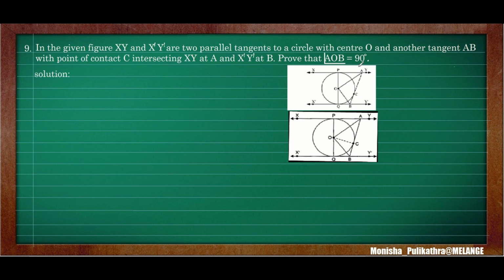So this AOB triangle has 90 degrees. We need to prove that this AOB triangle is 90 degrees. Okay. So after this, we need to do a little construction first. We need to join this OC. In the original diagram, it is not there. We need to do the construction, that is, we need to join OC. So first we need to write, join OC. This is the construction we need to do first, join OC.